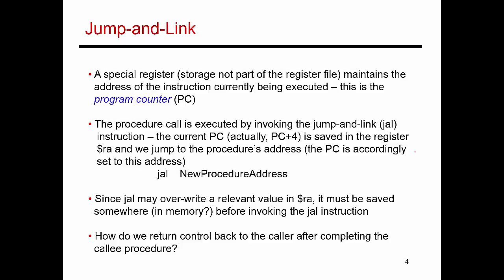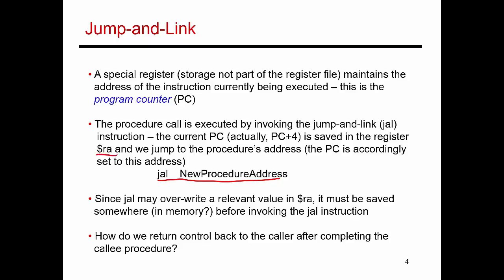This slide over here summarizes what we discussed about the jump and link, right? So we talked about the program counter, which is a pointer to where you are in the program. When you execute a jump and link, the program counter is updated to be the new procedure address, and the value of the current PC, in fact PC plus 4, is placed in the special register RA. And so this allows you to return back there.